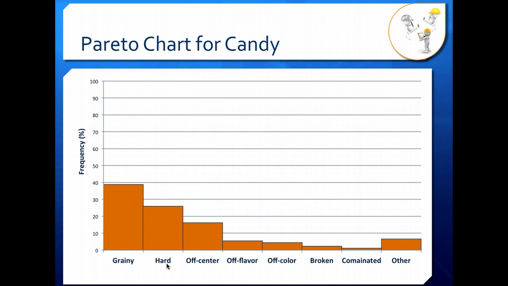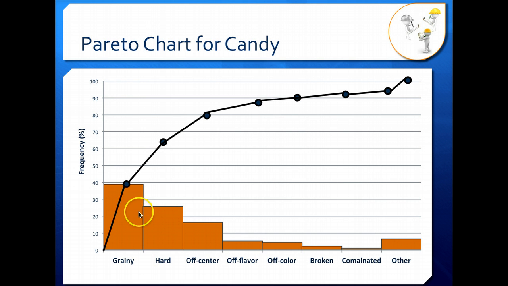Now let's take a look at our cumulative frequency. This is what the cumulative frequency line looks like. What's going on here is that each of these dots is the cumulative total of itself and all of the data before it. So our grainy shows up at about 36, so that's where this dot is. Then we're going to take the hard data, which is somewhere between 24 and 26, and add that to 36. So this is going to be in the mid-60s right here. That's what this dot is.